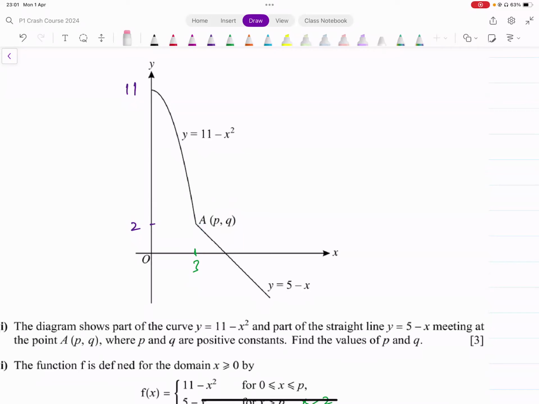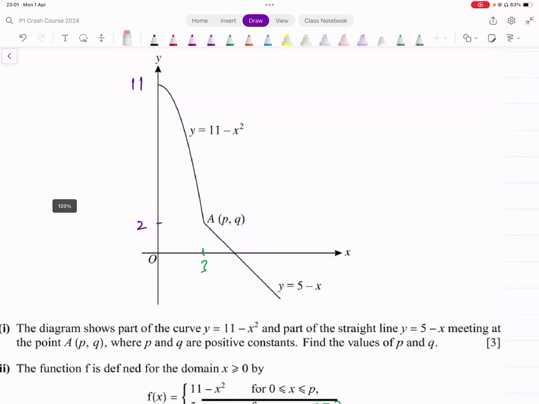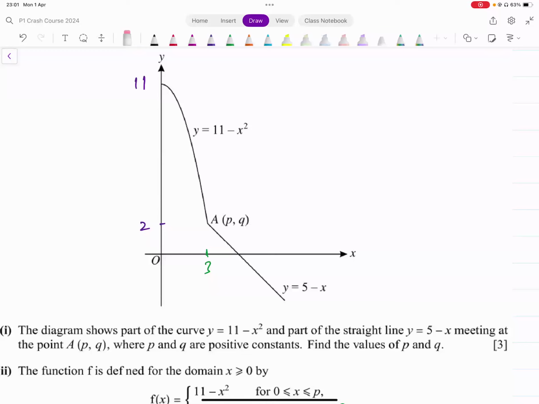So how would you draw the graph of the inverse function? This is the original function f of x. Now remember, f of x and f inverse of x are inverses of each other. They are reflections of each other in the line y equals x. So what we can do is, this point is 0, 11. Where will this point go in the inverse function? It would become 11, 0.